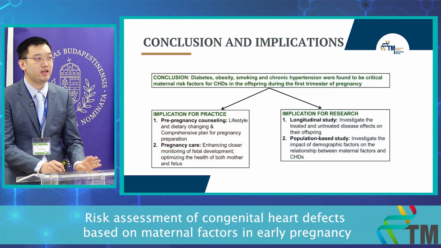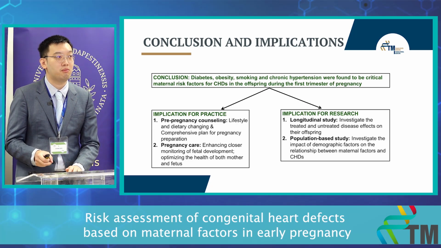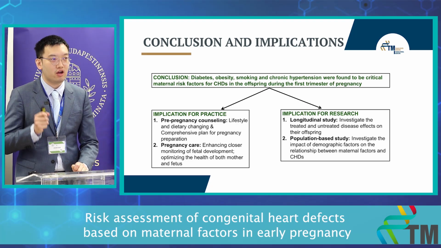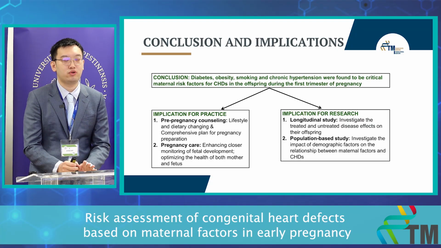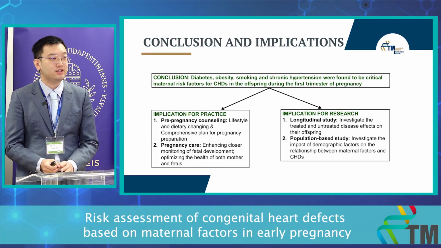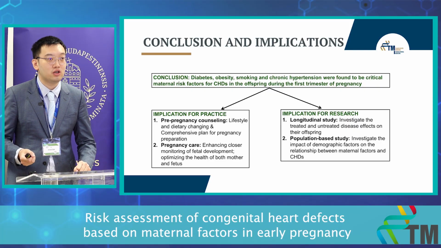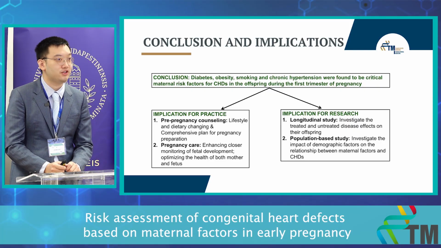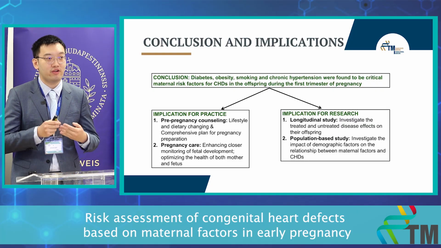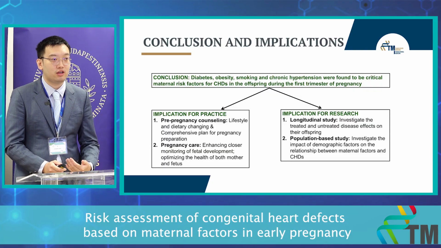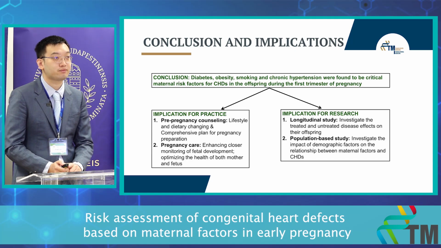In summary, diabetes, obesity, smoking, and chronic hypertension were found to be the critical maternal risk factors for congenital defects in offspring during the first trimester of pregnancy. This project may contribute to pre-pregnancy counseling and pregnancy care, and we highly suggest that future studies investigate the effects of treated and untreated disease on offspring, and also conduct population-based studies to investigate the impact of demographic factors on the relationship between maternal factors and congenital defects.